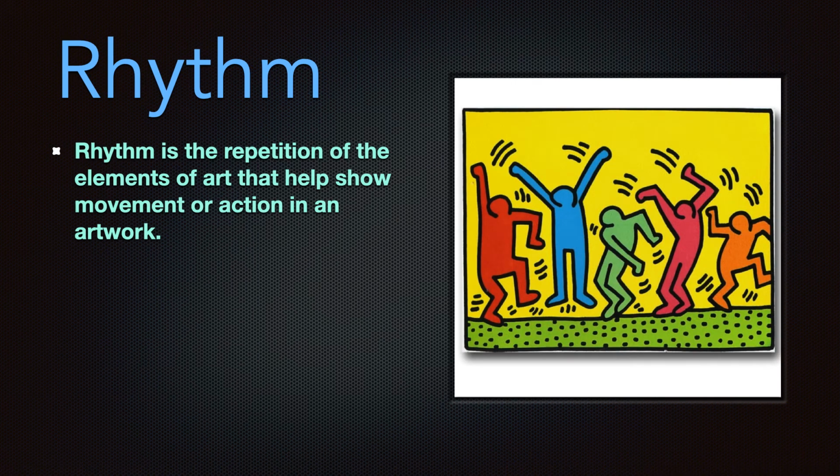Rhythm. Rhythm is the repetition of the elements of art that help show movement or action in an artwork. Notice how the artist here on the right repeated the lines to give the figures a sense that they are dancing. And it creates a certain rhythm within the artwork because we sense they are moving.